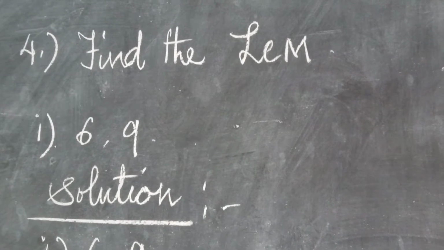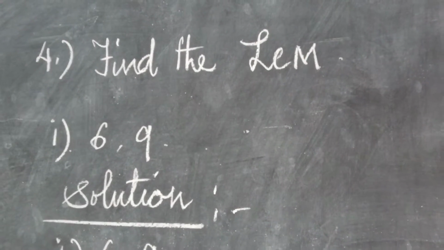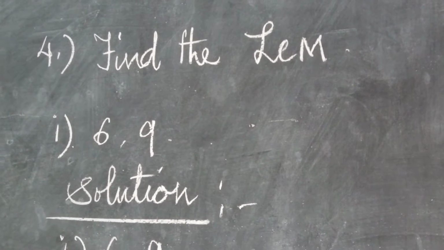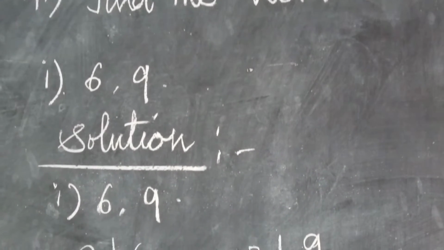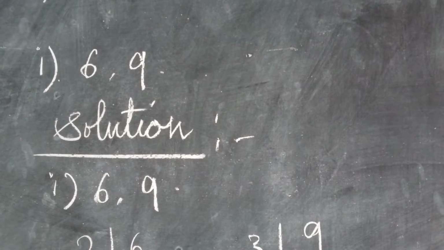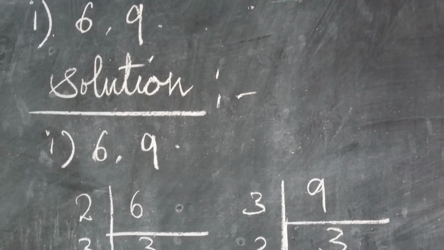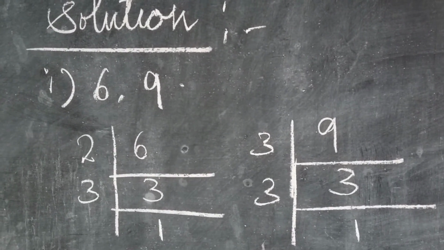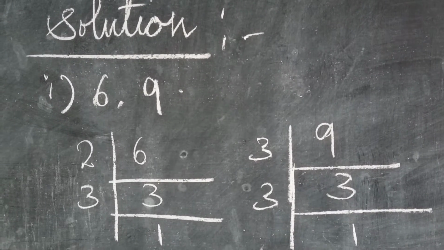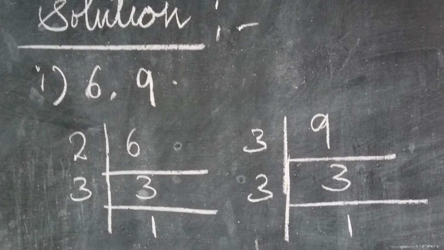Next, what are we going to see? Find the LCM. 6 sums they have given. I have solved 4 for you and 2 are homework for you. Now first sum, you see 6, 9. Solution 6, 9. They asked for the prime factorization method only. So 6 can be divided by 2. So 3 2s are 6, 3 1s are 3.